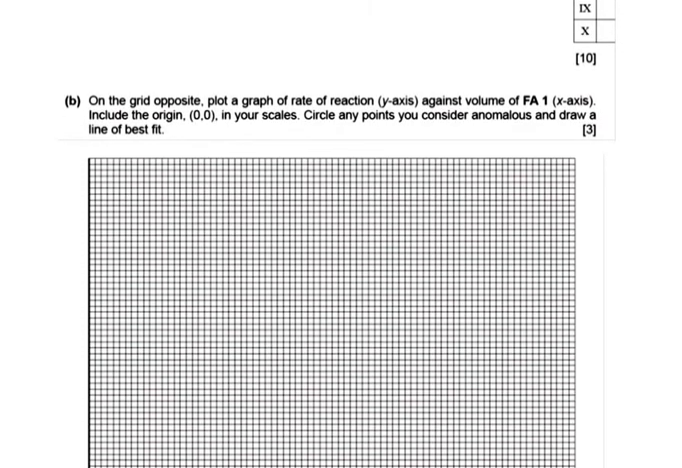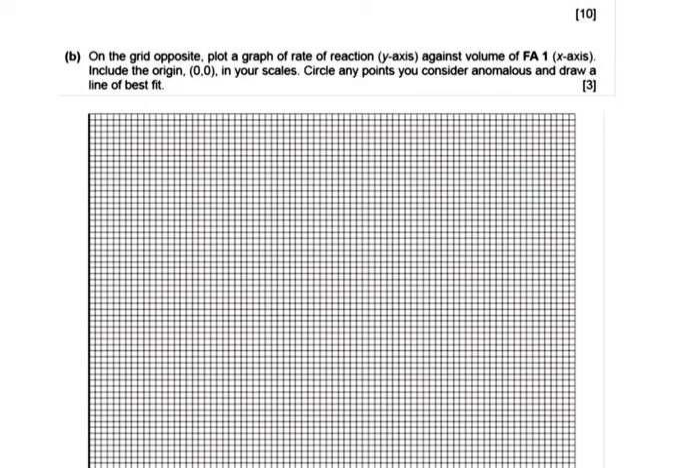It says that on the grid opposite, plot a graph of rate of reaction on the y-axis and the volume of Fa1 on the x-axis.